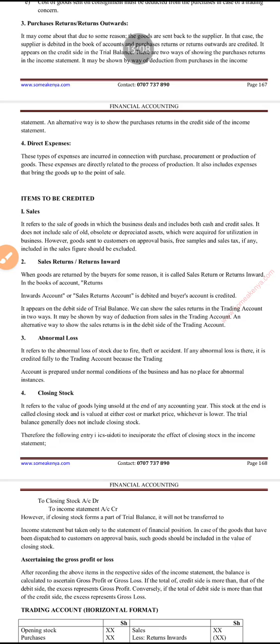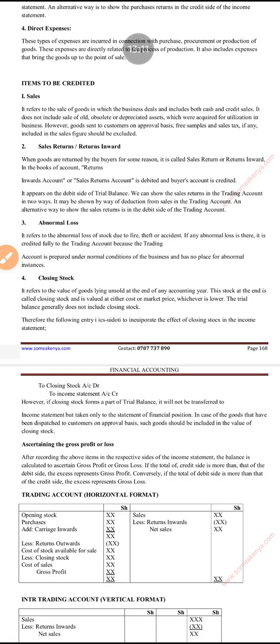So items to be credited, we have sales. Remember, we used to open the trading account. When we had the trading account, we had a debit side and the credit side of the P&L account, or the trading profit and loss account. So on the credit side, that is where we record sales and also the sales return. So sales refers to the sale of goods in which the business deals, and includes both cash and credit sales.